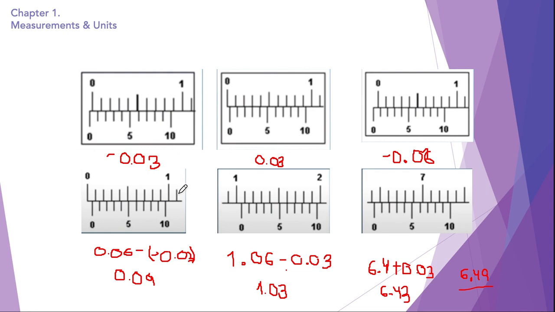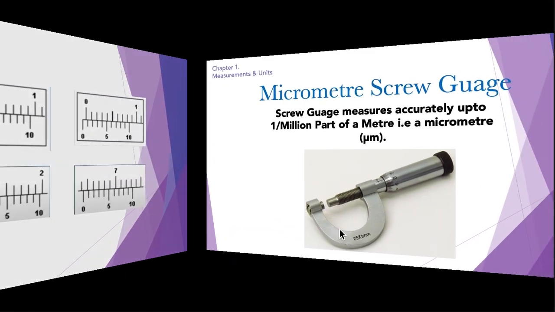So this is how we find the zero error of a Vernier calipers and how we correct the reading of the Vernier calipers. Now that we've understood the Vernier calipers and the zero errors and how to find the zero error and correct the given readings with the zero error, we can now move ahead onto the micrometer screw gauge.